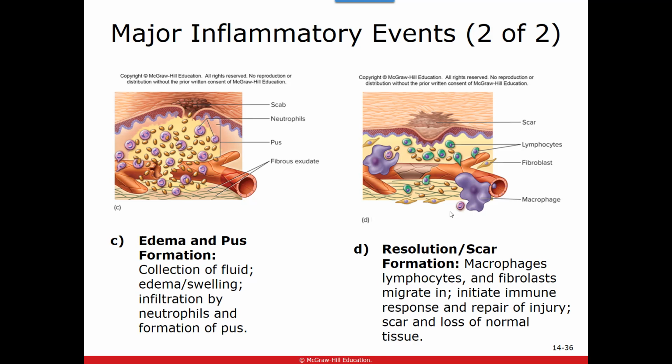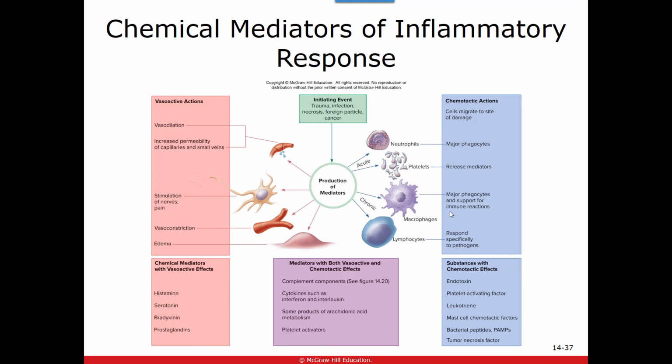Now, things that can cause inflammation. Lots of things can cause inflammation in the body. Whether you have some type of trauma, infection, foreign particle, cancer, some type of damage, or necrosis to some type of tissue, there's lots of things that can cause inflammation. And these are all things to try to protect your body, to get rid of the foreign invader, or to try to get your body back to normal.